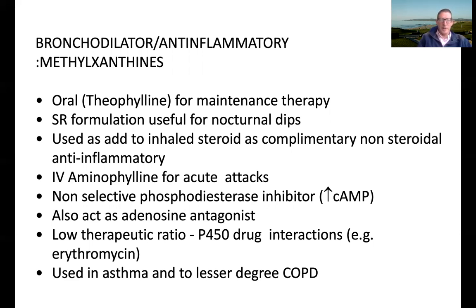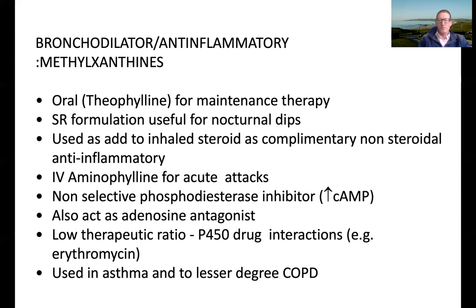We can give a diamino ester formulation of theophylline called aminophylline intravenously for acute attacks of asthma. So if the patient's already had nebulized salbutamol and ipratropium and they're still constricted, we might give them IV aminophylline. They work because they're non-selective inhibitors of phosphodiesterase, so they increase cyclic AMP, and they also block adenosine receptors on inflammatory cells as well. They have a low therapeutic ratio, whereas the dose which gives you therapeutic efficacy is very similar to the dose which gives you side effects.